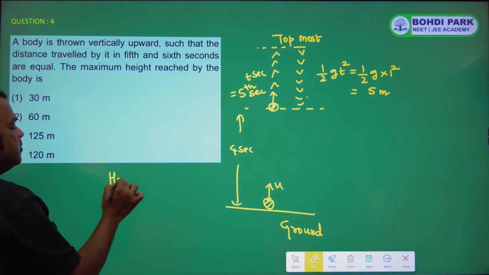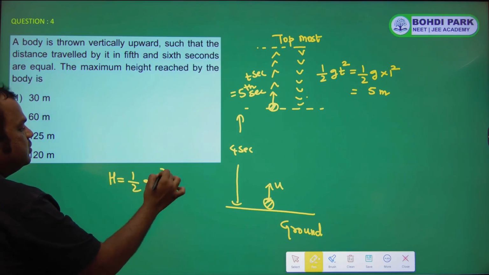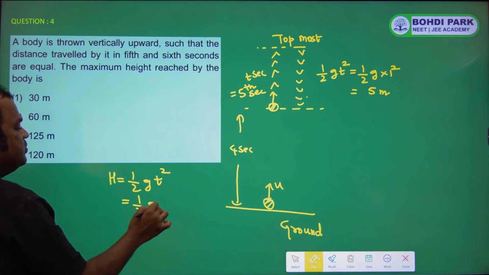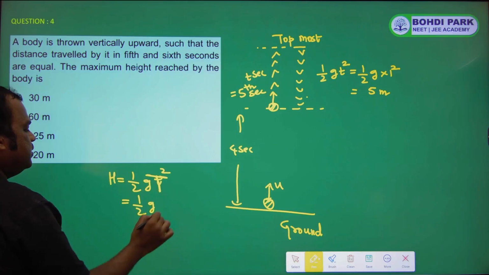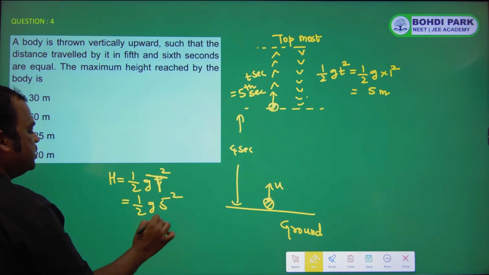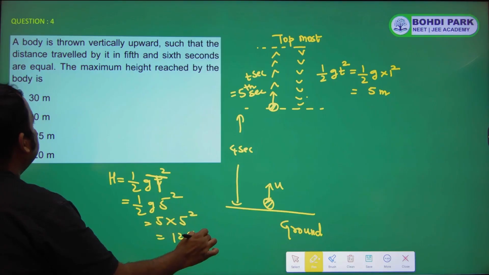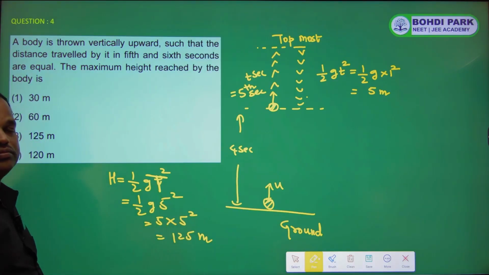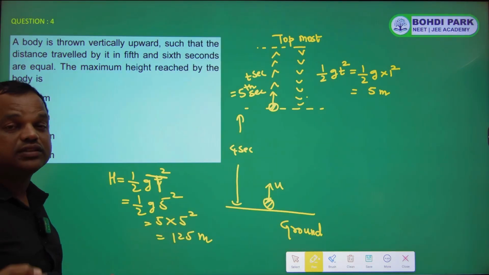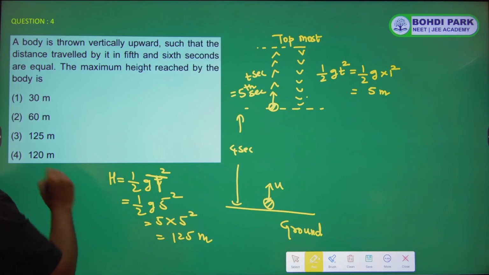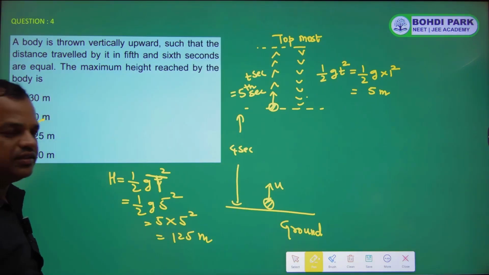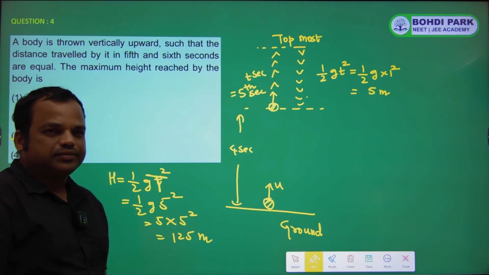So height will be equal to half g T square. So half g into 5 square. So 5 into 5 square. So this will be 125 meter. Total height attained, or the maximum height attained. So third option. Clear? Now next.